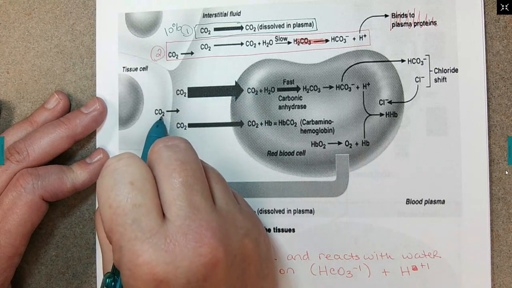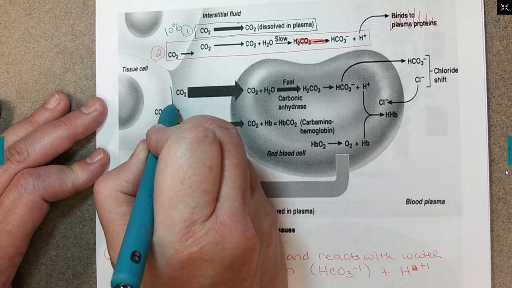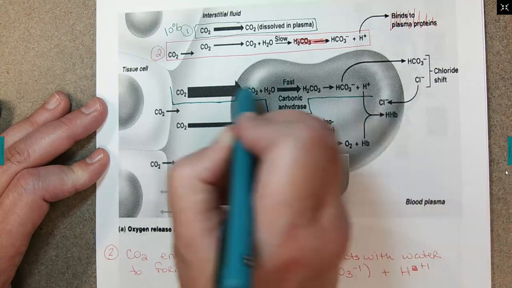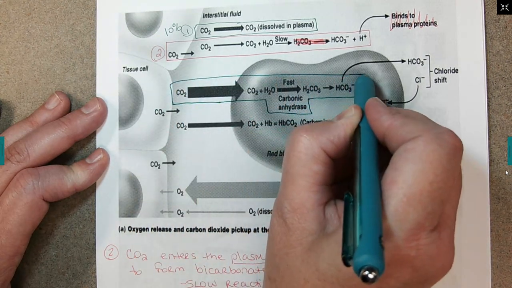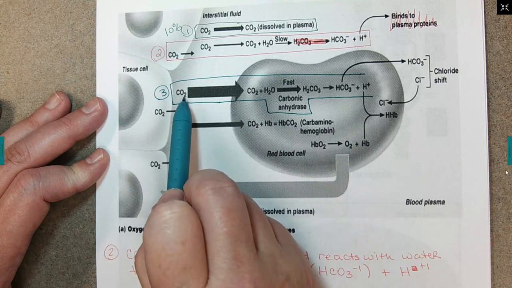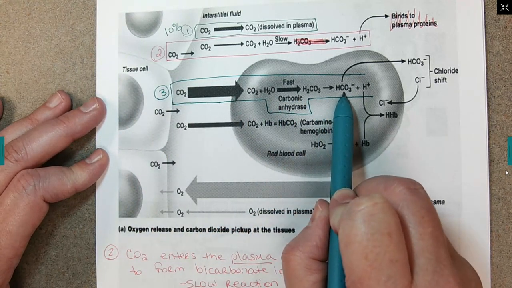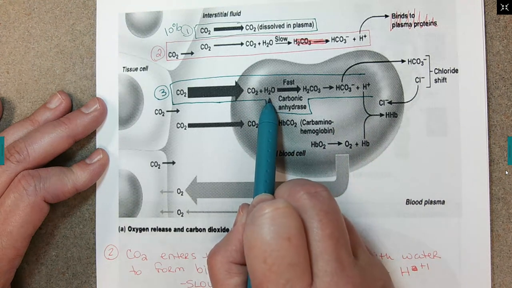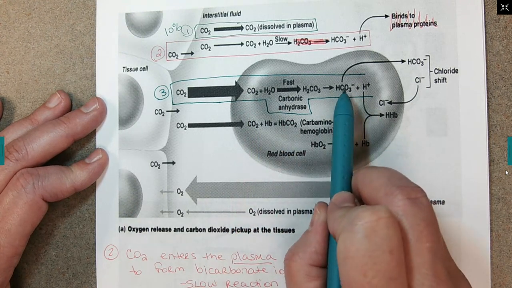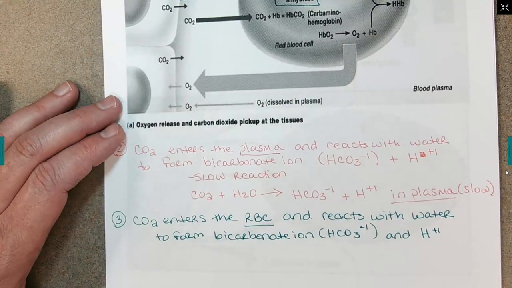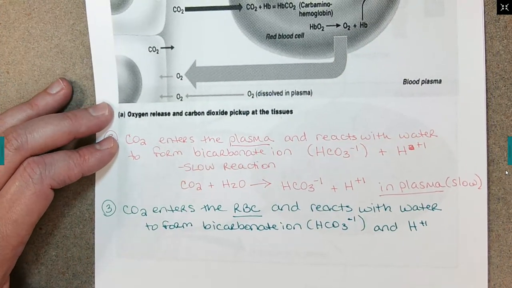So we have the carbon dioxide passing out of the tissues, and it is going to undergo this reaction right here. So this is number 3. Notice that carbon dioxide goes into the red blood cell, reacts with the water inside the red blood cell too, to form your bicarbonate ion and your hydrogen ions. I do want to go ahead and write the formula down here for you guys.